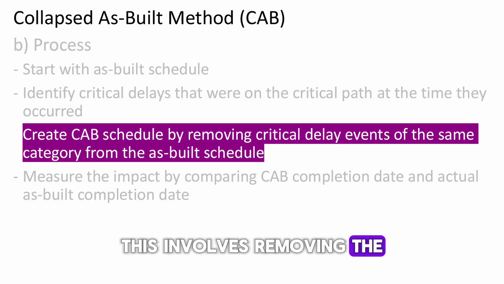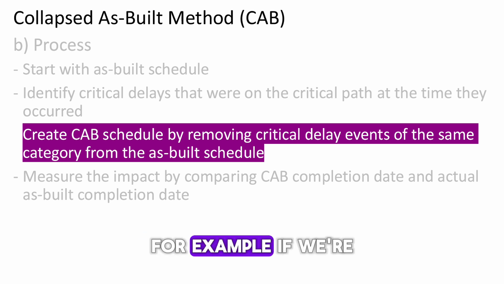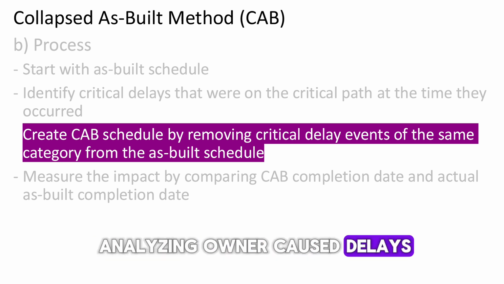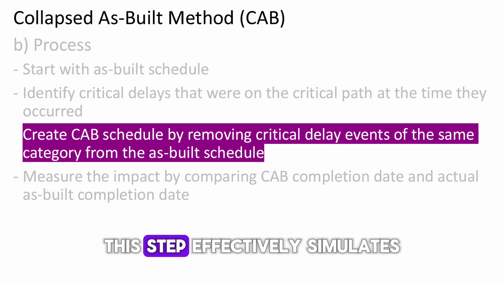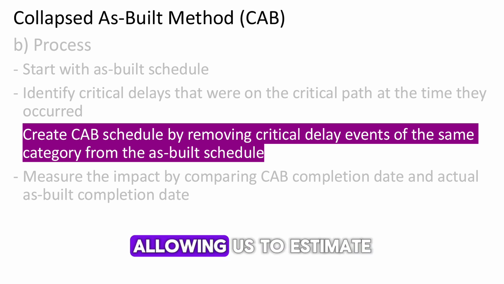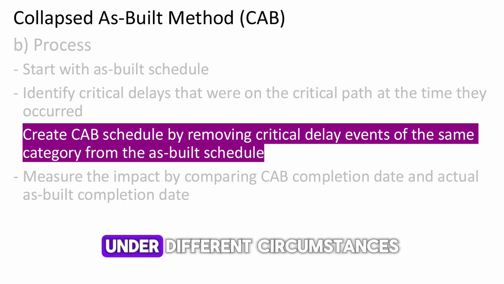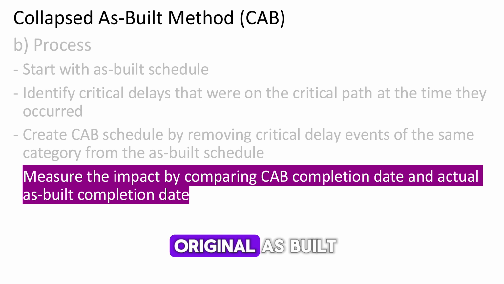This involves removing the critical delay events of a specific category from the as-built schedule. For example, if we're analyzing owner-caused delays, we would remove only those critical events attributed to the owner. This step effectively simulates a scenario where those delays never happened, allowing us to estimate when the project would have finished under different circumstances. The final step is to compare the completion date of this adjusted schedule, the CAB, with the actual completion date from the original as-built.